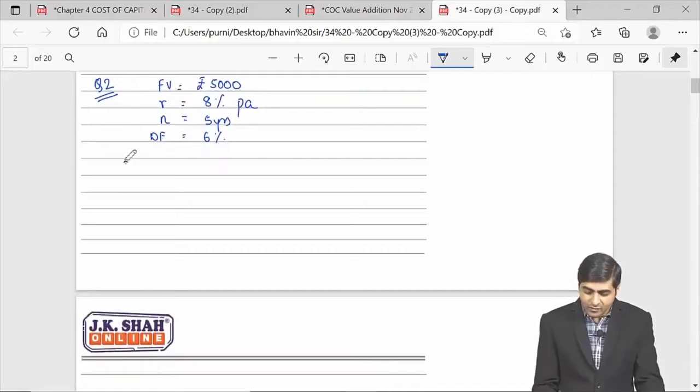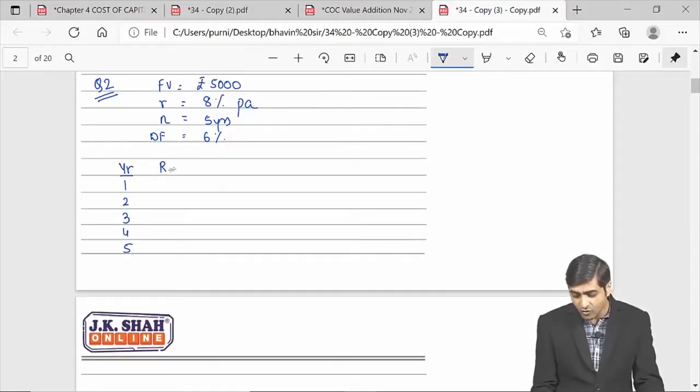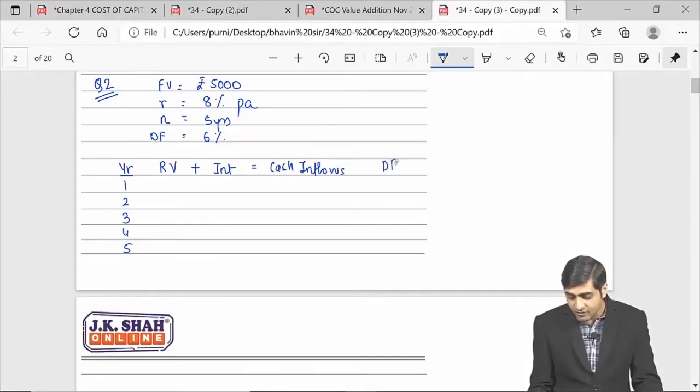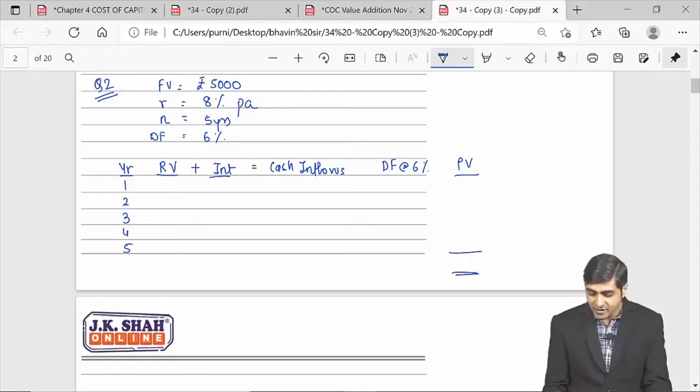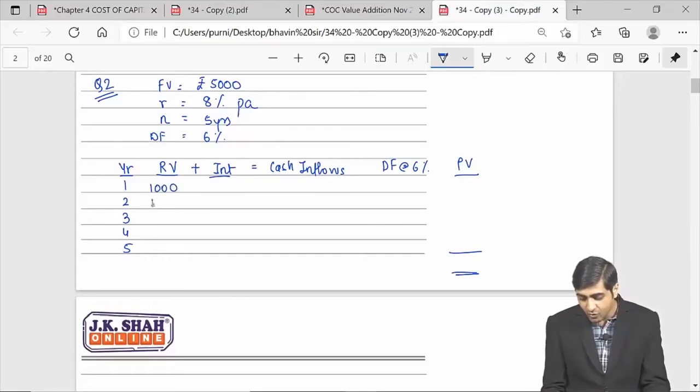And here in this particular question, the life of the bond is 5 years, and an investor will receive not only the redemption value every year, but the investor will also receive some interest. So redemption value plus interest will actually give you your total cash inflows, and these total cash inflows we will discount at 6%. So we will be getting the present value of the bond. Okay. So guys, your redemption value will be what? Your face value is 5,000 rupees. If you divide it by 5 years, your redemption value will be 1,000 rupees every year. The company is going to give it to you.